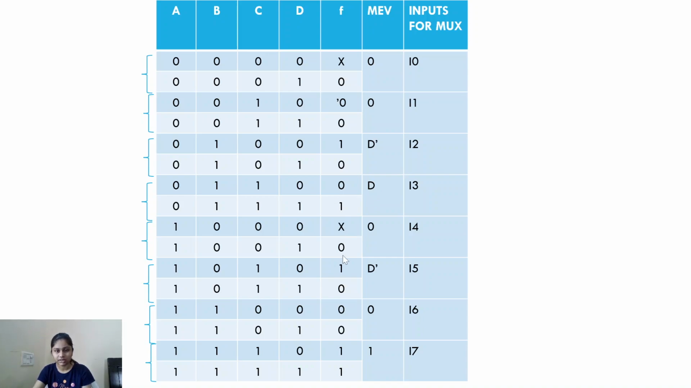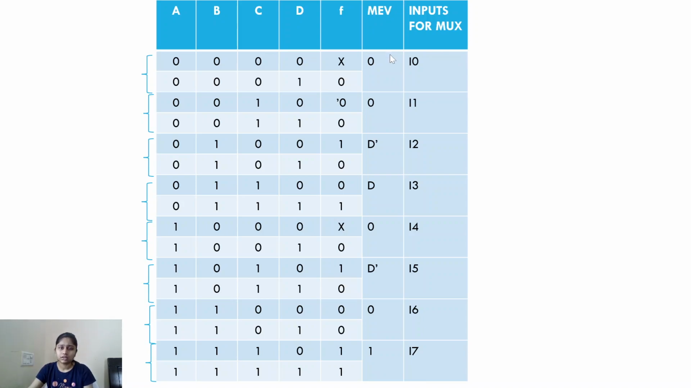Next we have don't care and 0. Here we can consider this don't care to be 0. So 0 and 0 gives us 0. Next we have 1 and 0. We can observe that when D is 0, f is 1, and when D is 1, f is 0. So we can write a map entered variable to be D complement. Next we have 0 and 0, which gives us 0 as the MEV. Next we have 1 and 1. Here we can see that irrespective of the value of D, our function is going to be 1. So we write the map entered variable to be 1.